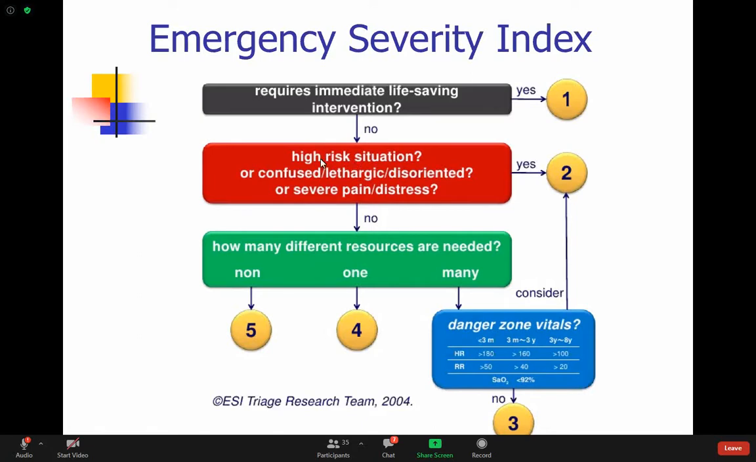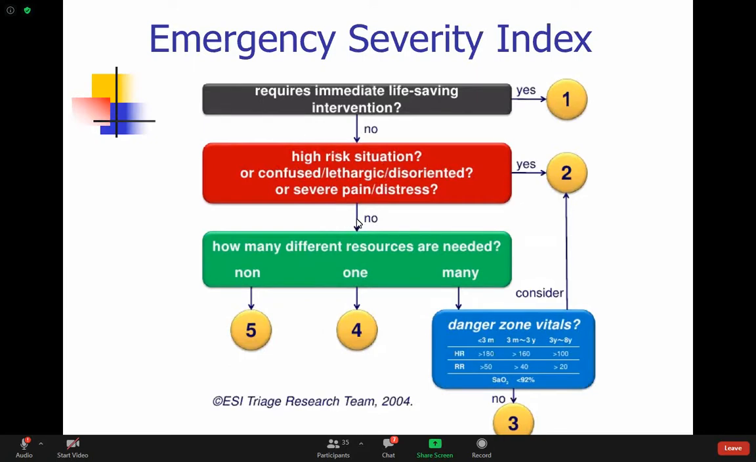If it's no, then the second question: is it a high-risk situation, or a confused, lethargic, disoriented patient, or severe pain or distress? If that patient meets one of these criteria, then it is a category 2 or level 2 patient. For example, a patient who's coming seizing or after a seizure, and he's unconscious and confused, this patient will be a level 2 in terms of emergency.